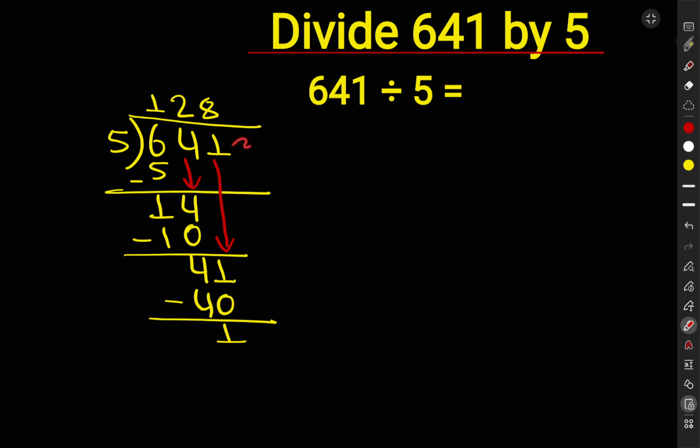So now we have no other number to put down. So we take here a decimal, so that we put 0. So it is 10 and 5 times 2 is 10. On subtracting we get 0. So 641 divided by 5 is 128.2.